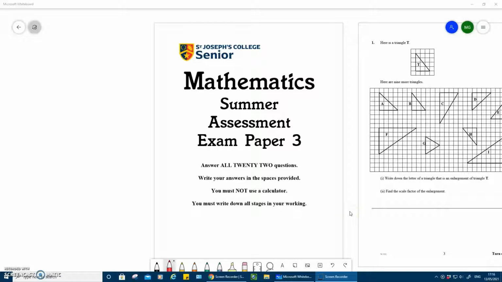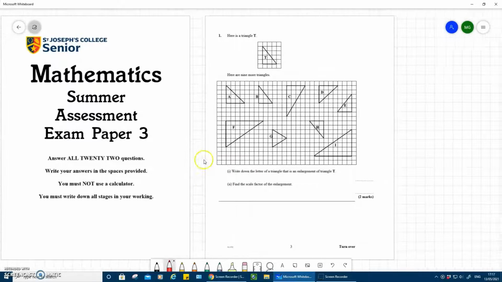Okay, I'd like to just quickly go through the assessment exam paper 3, which was sat by Year 9 Set 1 this year. Here we go, so fairly swiftly. Triangle T, no more triangles. Enlargement, so we're looking for the same ratio.